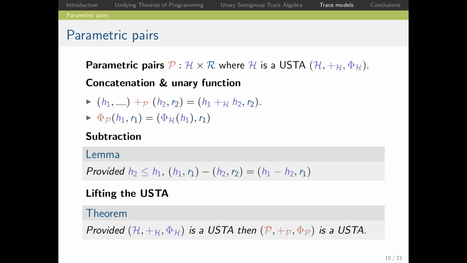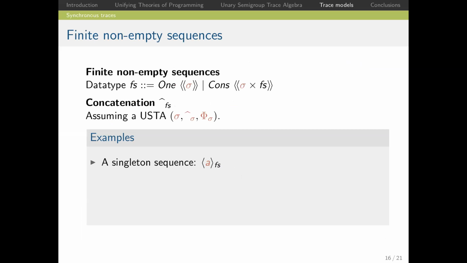So now, having defined that structure for pairs, I move to the definition of the finite non-empty sequences. So here's a very simple definition for such a data type. We have a constructor for the case where we have just one element, and we have the cons as typical for these kinds of structures. And we define concatenation assuming that this type sigma is a Euster. So it has its own concatenation operator, and it has its own phi function as well.